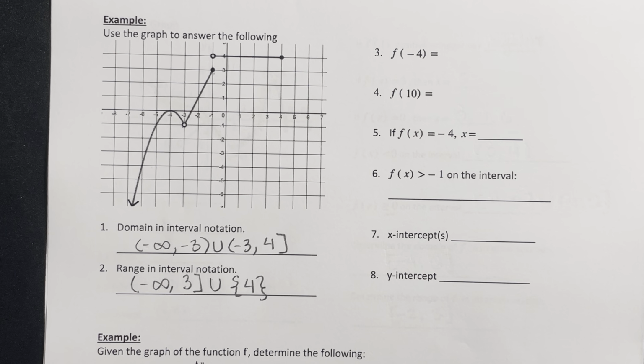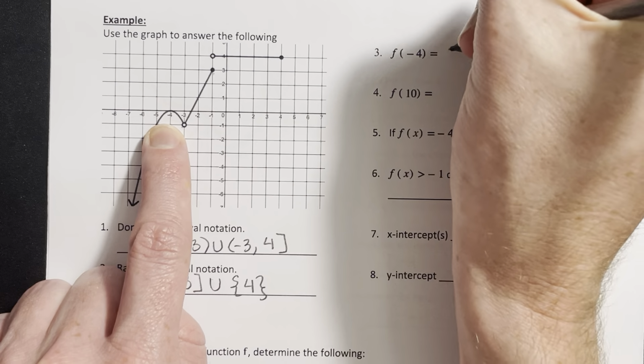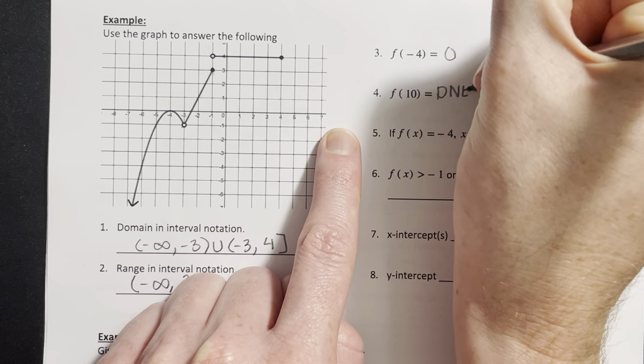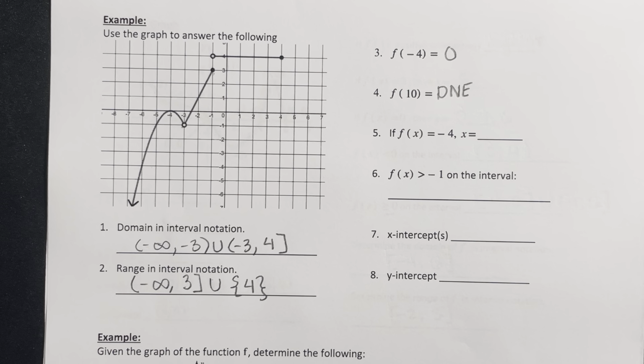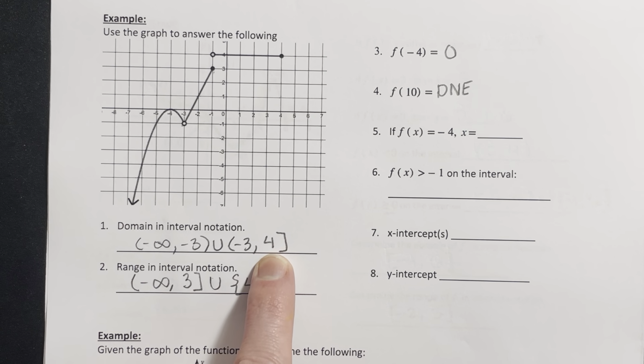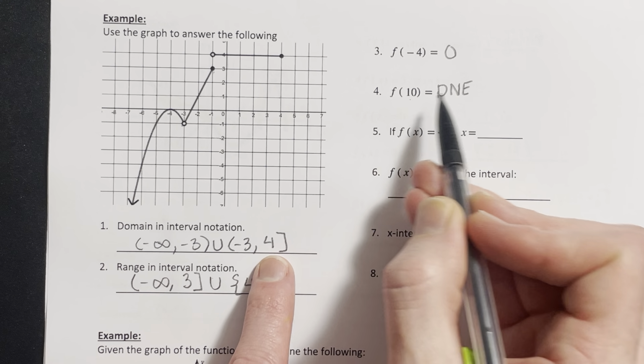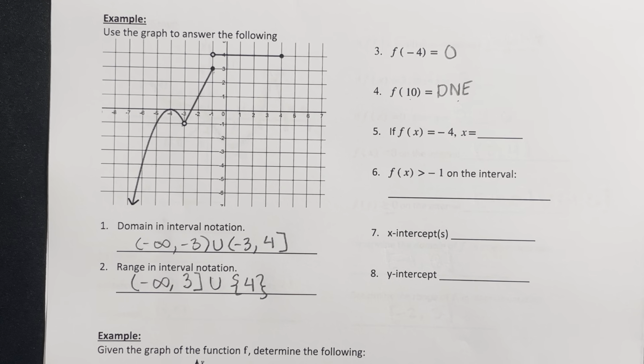F of negative 4 would be 0. F of 10 does not exist. That function does not continue on past positive 4. So x equals 10 is not in the domain of the function. Therefore, its output doesn't exist.